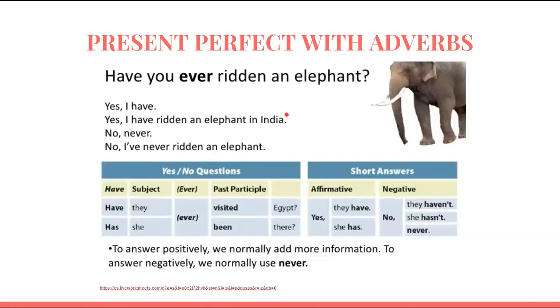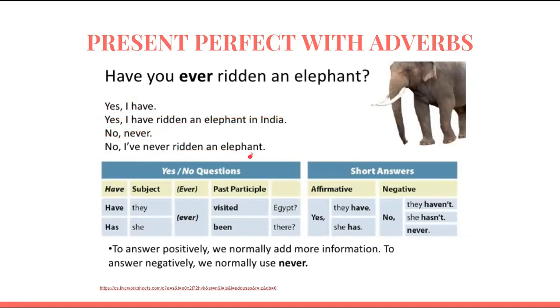Here, other adverbs that we can use. Here we have a question. Please, can you read the question? Okay, have you ever ridden an elephant? And the answers, please. Yes, I have. Yes, I have ridden an elephant in India. No, never. No, I've never ridden an elephant. And as you can see, there are two ways to answer, right? The short form and the complete form.